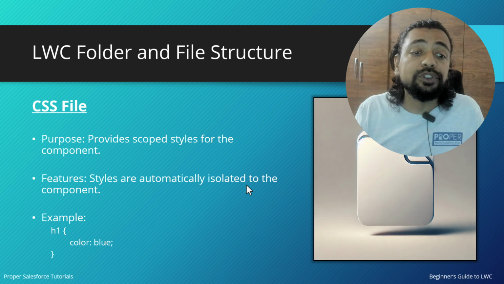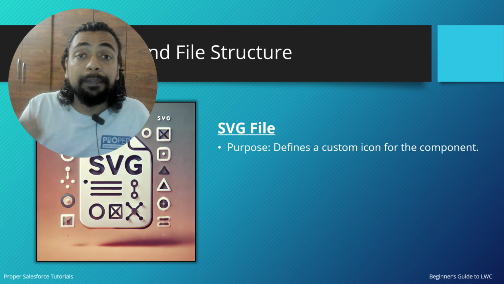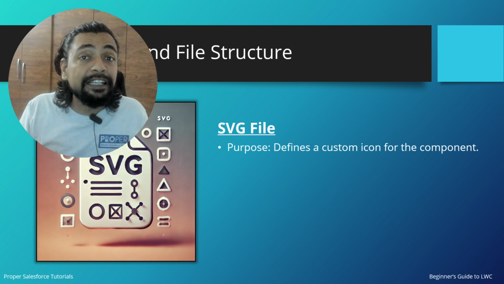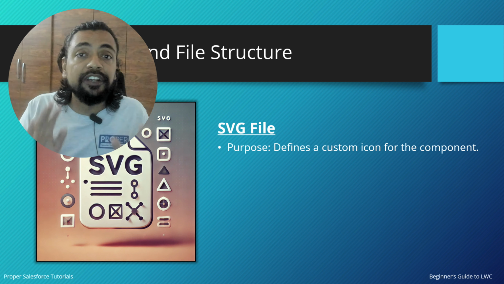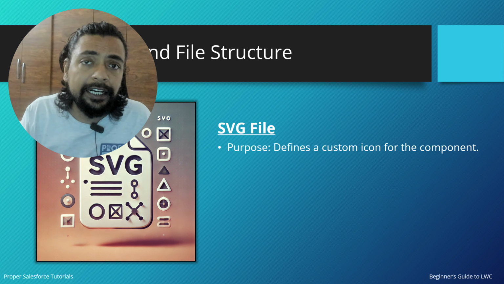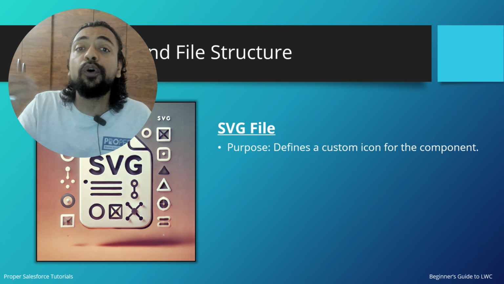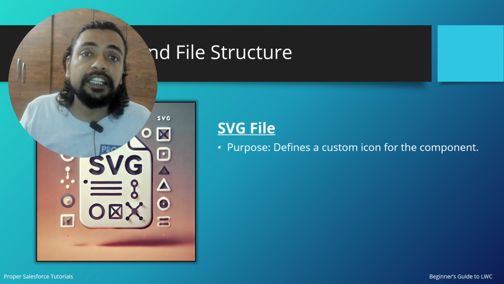Now SVG file. The purpose of an SVG file is to define a custom icon. So if you want to define your own custom icon and use it in your LWC, then definitely you can use an SVG. In our course, I will show you how you can use an SVG file. But let me mention that LWC provides plenty of inbuilt icons, and most of your situations will be resolved by that. Even though I will still explain this part, so in case you want to use your custom icon, certainly you can do that.